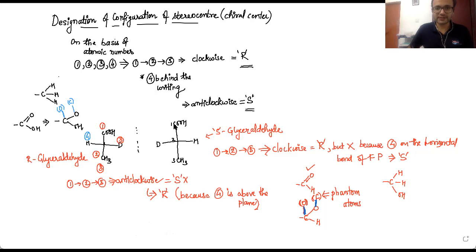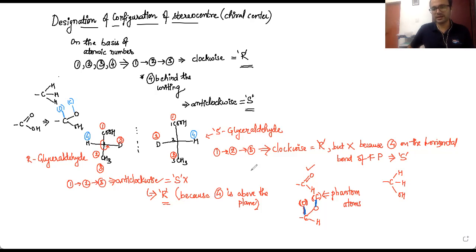So accordingly, if we prioritize here, this would be first, this would be second, this would be third, and this would be our fourth priority group. Now let us check the sense of direction. When we move from 1 to 2 to 3 in this case, it is an anti-clockwise direction. So we expect it to be S, but since we have our fourth priority group on the horizontal bond, which is above the plane, the configuration would be R.